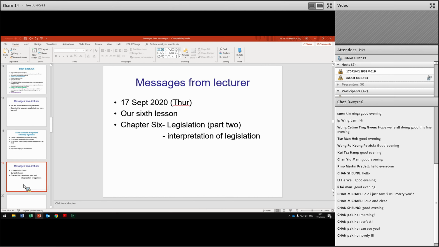So in Chinese, it's 釋法. Usually we know this term for interpretation of the Basic Law by the National People's Congress Standing Committee. But in fact, the court always interprets the legislation. Under the common law system, it's usually the job of the court, because the court will refer to a lot of precedent in order to interpret the legislation.